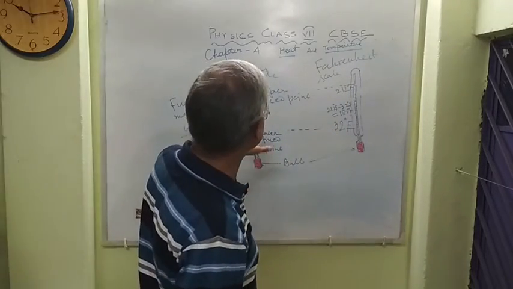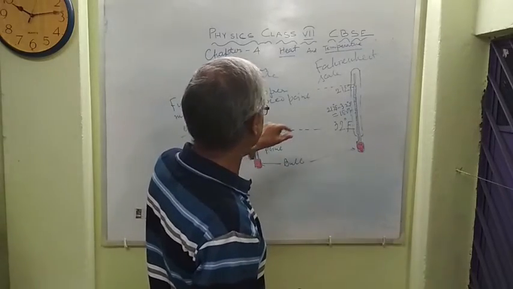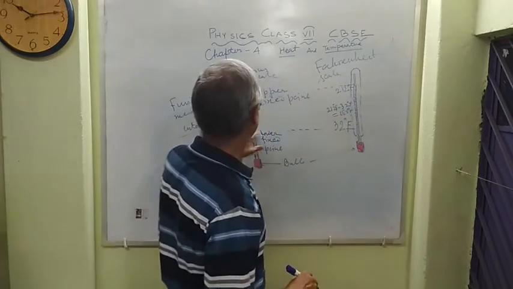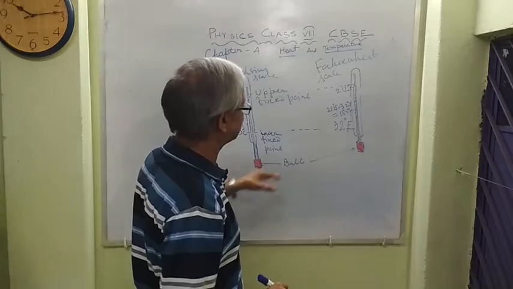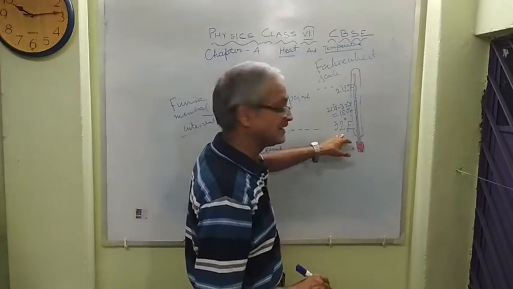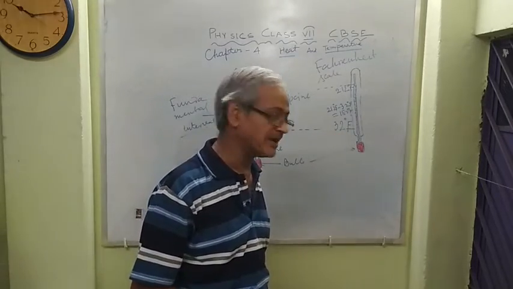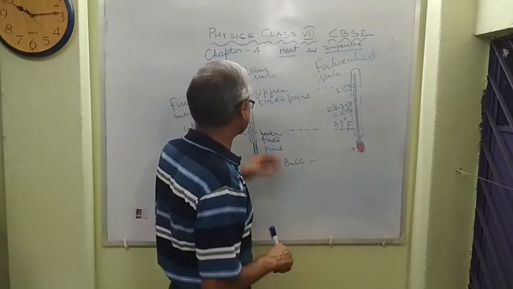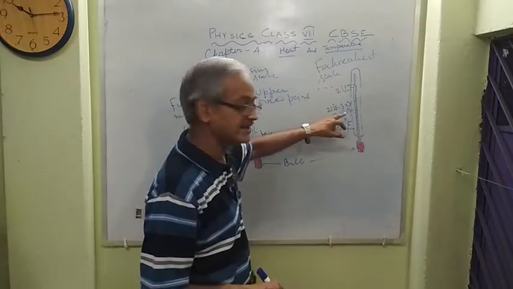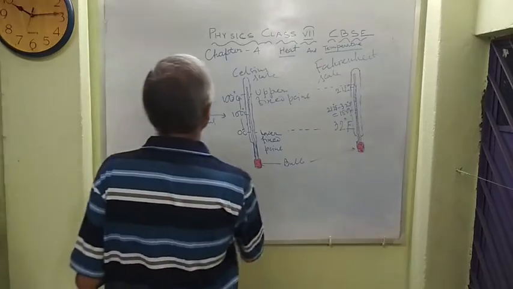Hence, we see obviously that the divisions in the Fahrenheit scale are smaller than those in the Celsius scale. Hence, a 1 degree difference in the Celsius scale is greater than a 1 degree difference in the Fahrenheit scale when we measure temperature. Now, what is the relation between the Celsius scale and the Fahrenheit scale?